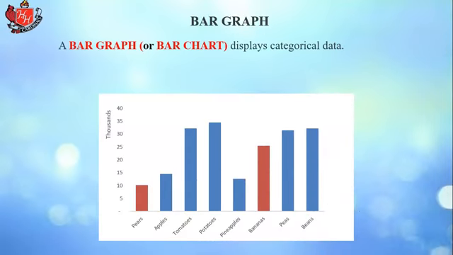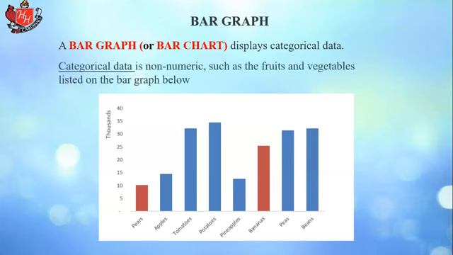A bar graph or bar chart displays categorical data. Categorical data is non-numeric, such as fruits and vegetables listed on the bar graph below. So notice that the horizontal axis on the bottom there has types of fruits and vegetables. It does not have numbers. So those are categories.